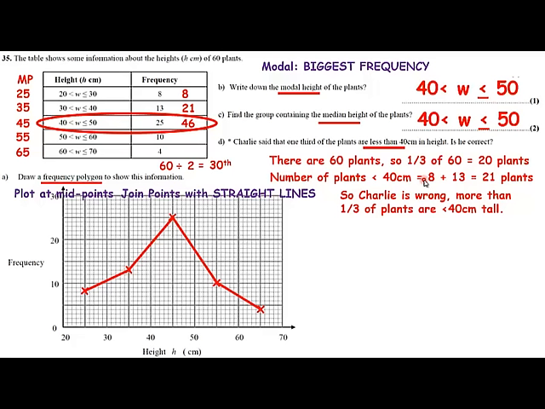This is a pretty straightforward question. Frequency polygons are very, very popular on the non-calculator paper. They could ask you the modal and the group containing the median, and they often ask you something to interpret the frequency table. Make sure you're familiar with this and you can do it.